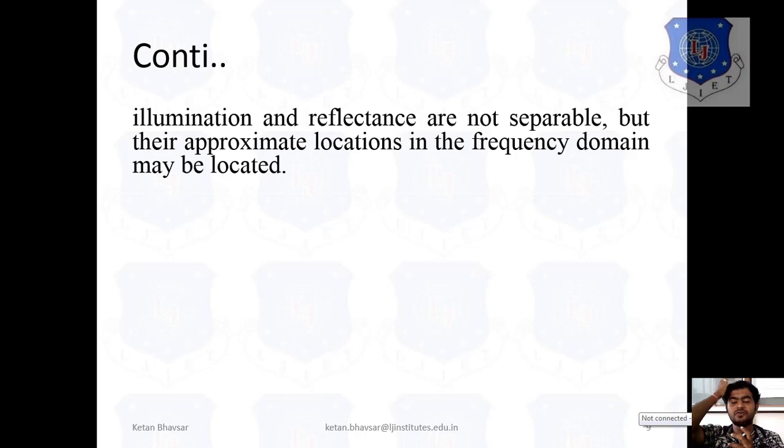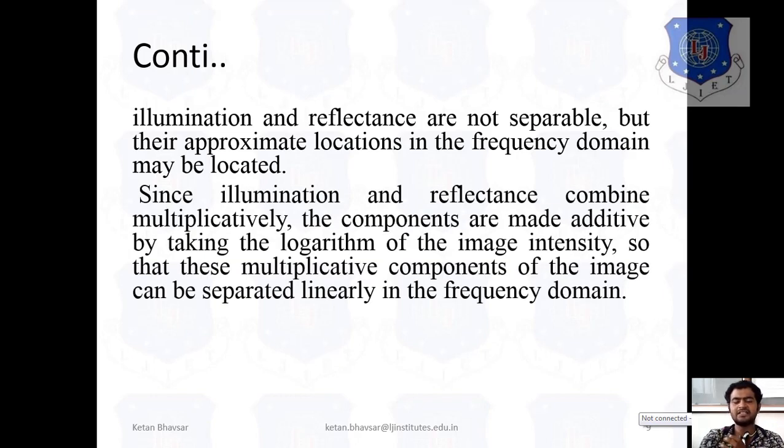So it is very useful when we are dealing with high frequency content. And with the help of the frequency domain, you can identify the specific location where your actual data is located or mounted, or you can fetch the information. Since illumination and reflection combine multiplicatively, the components are made additive by taking the logarithm of the image intensity, so that this multiplicative component of the image can be separated linearly in the frequency domain.